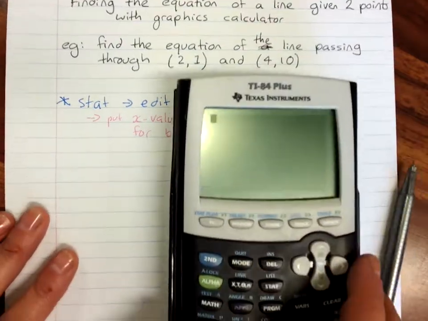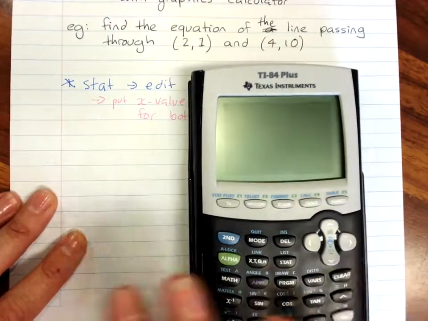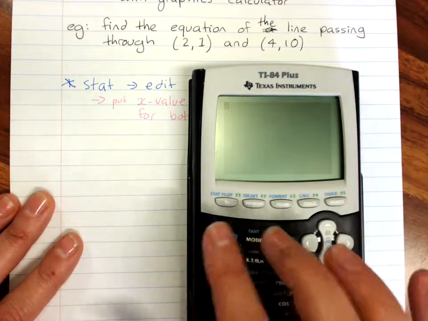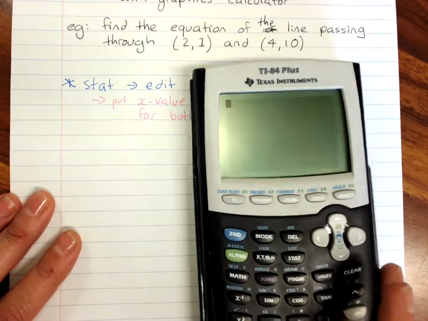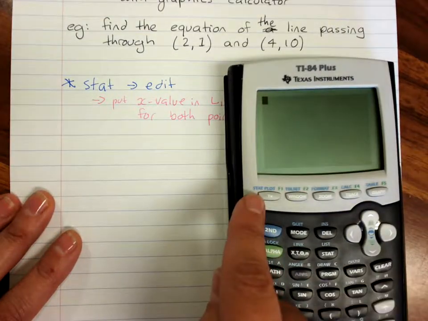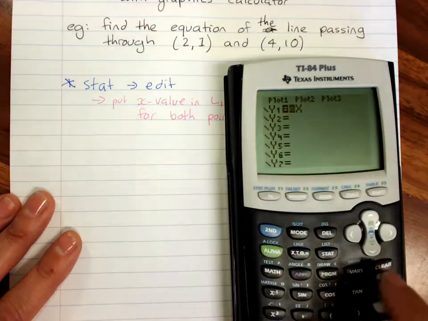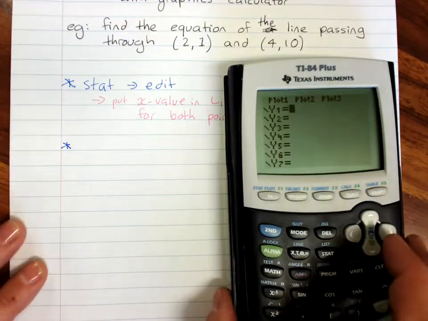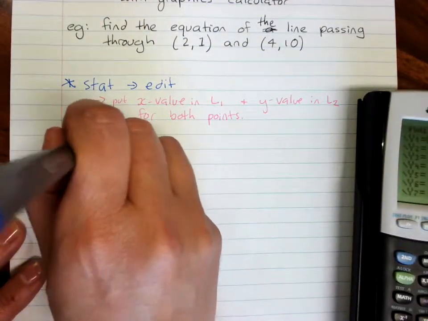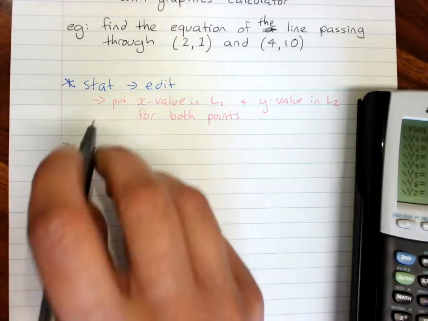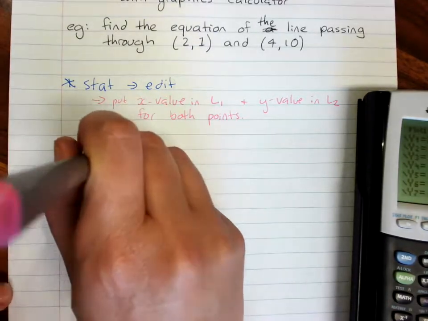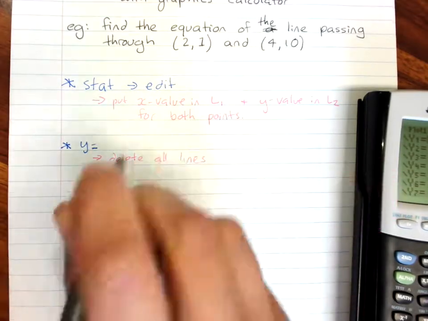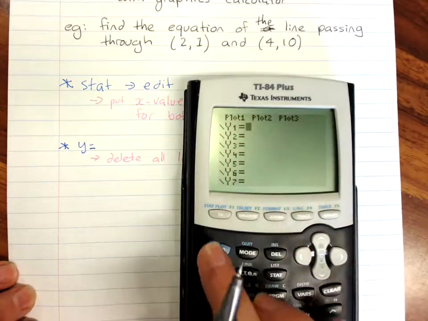So, if we went straight to graphing, then we'd get things wrong. There's a couple of things you do need to check first. Firstly, you've got to make sure that anything in Y1 is gone. So this is just to make sure you're not trying to graph two different things. So Y equals, and delete all lines. That's anything in any of the Y equals. Hop back out of that.